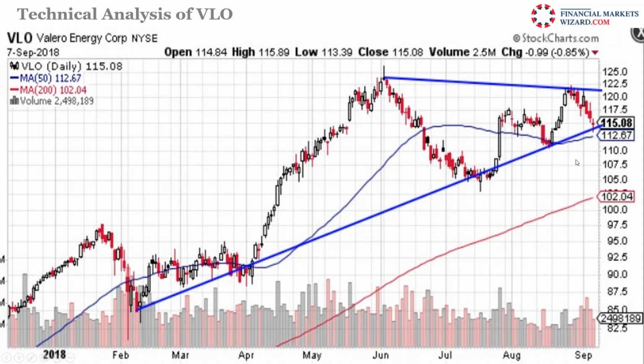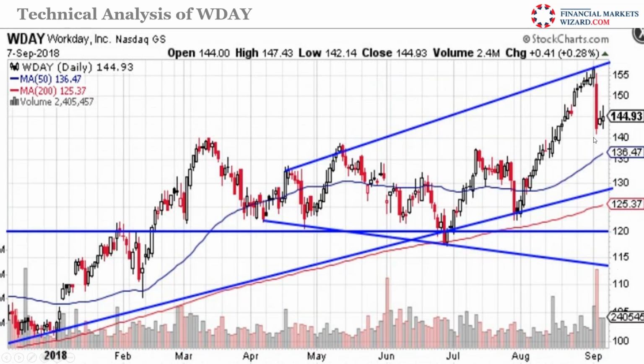VLO is sitting at the same pattern, 50-day moving average support. I will feel good about it when it reverses to the upside. So I'll watch the crude stocks and the crude futures and see what it does.